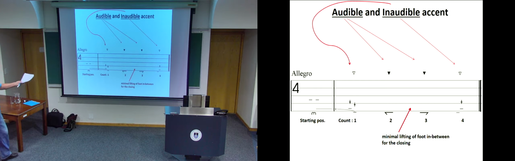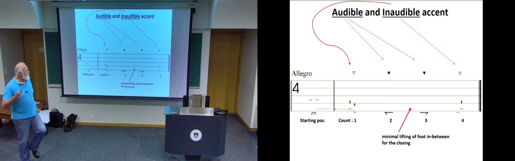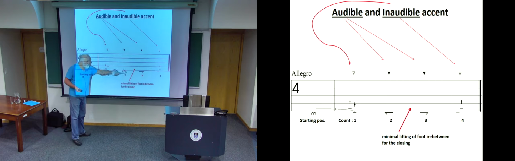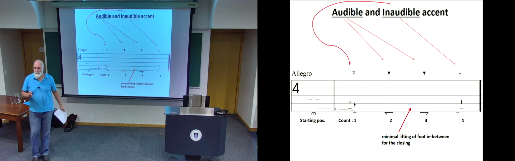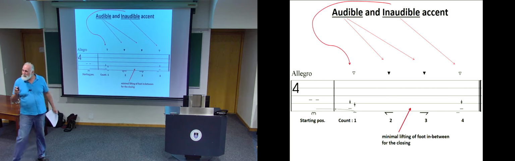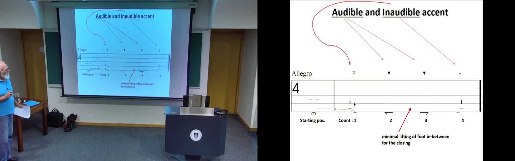Here we've got an inaudible and an audible accent working together. We start again in parallel. We step forward with an accent, inaudible, we slam up with an audible accent, and here we've got a repeat of that with the other foot. Now, we don't need to write the other foot going up there, because it basically says close it and close it. So you use minimal movement to close it again. And then the last movement is up again with an accent. So the movement is accented, but you don't hear it.